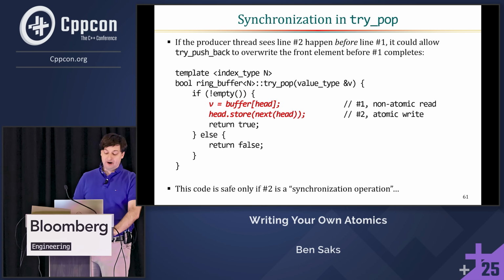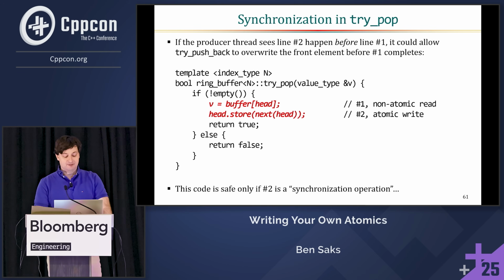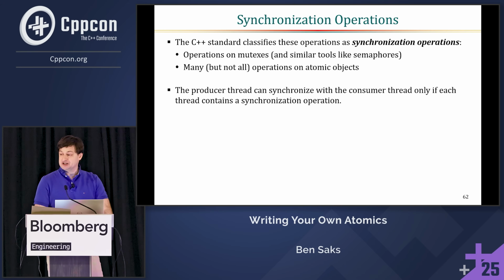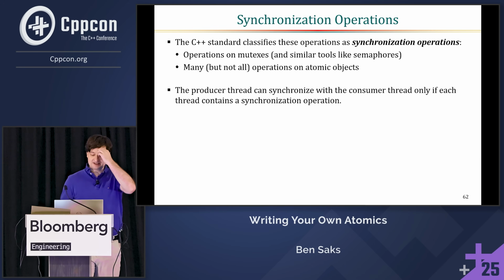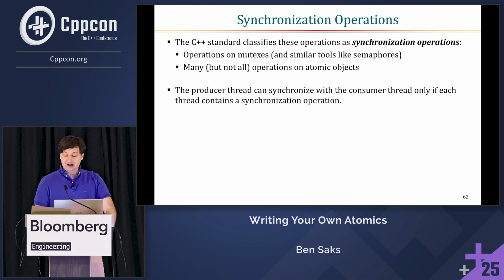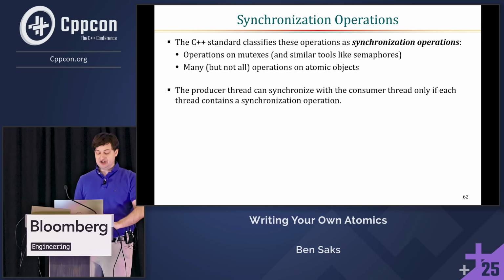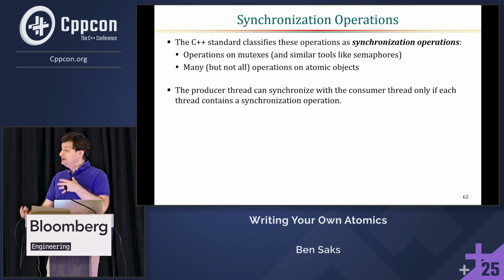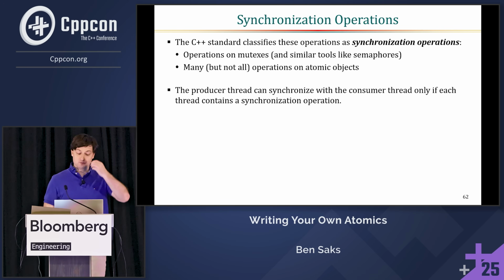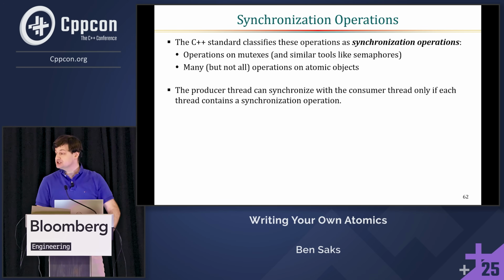So this code winds up being safe only if line number 2 there is what we call a synchronization operation. There are certain things that the standard recognizes as synchronization operations. They're operations on mutexes and other library thread synchronization tools like semaphores. And then there are also operations, many but not all operations on atomic objects, that are synchronization operations. And so in order for the producer thread and the consumer thread to synchronize with each other, they both need to contain one of these synchronization operations.